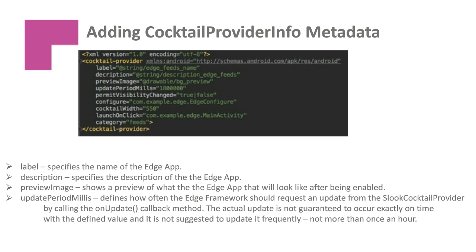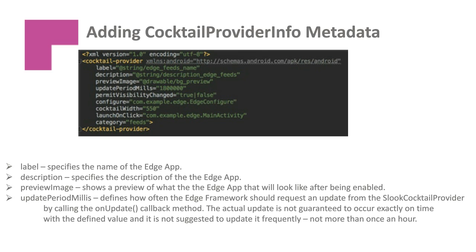Then there is updatePeriodMillis. That is in milliseconds, and it explains how frequently you want your Edge panel to be refreshed. Then there is visibilityChanged. While the user is swiping between different panels, if you want to capture the event of when it's coming to the visible state and when it's not, that's when you provide this permission, either true or false. Then there is a configure.